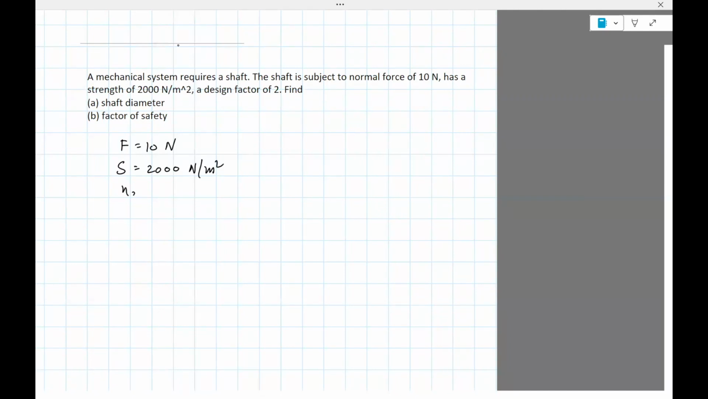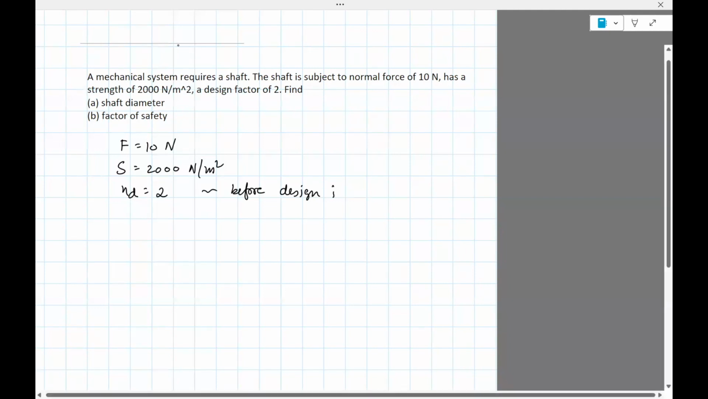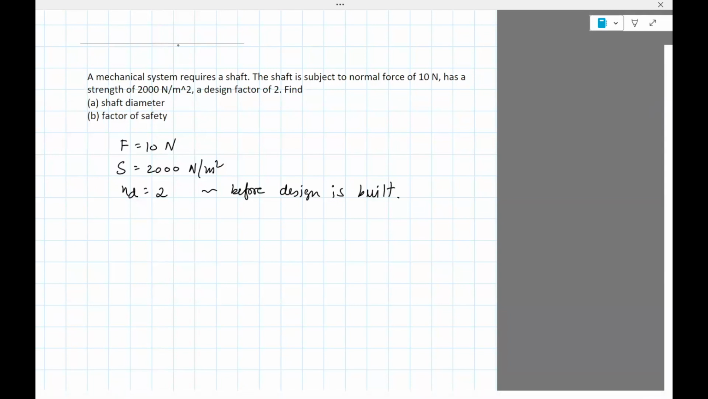And we're given ND. Okay, so ND is before design is built. Now, let's use the formula we know for ND in order to compute what the shaft diameter would be. We will solve for part A.